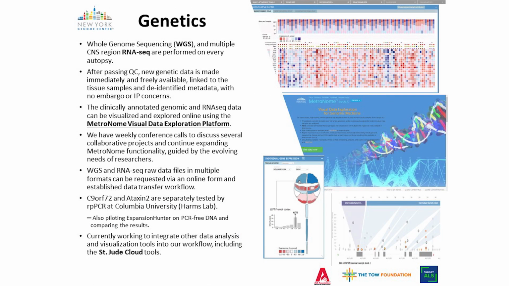We have unbelievable genetics done here by the New York Genome Center and funded by the ALS Association, the Tau Foundation. So every single case gets whole genome. Every single case gets RNA analysis on multiple CNS regions, and all this data is made immediately available as soon as it passes quality control. There's no embargo. When new data is available, it is in the hands of researchers. No ownership, no authorship, industry, academia, everybody.